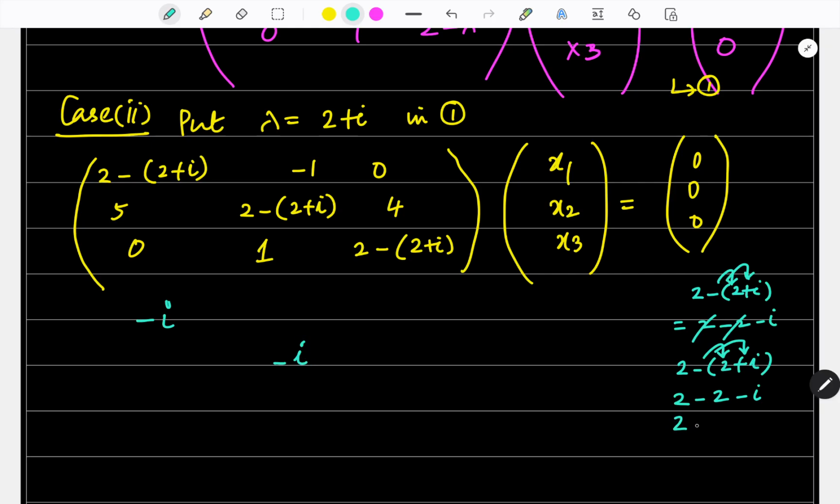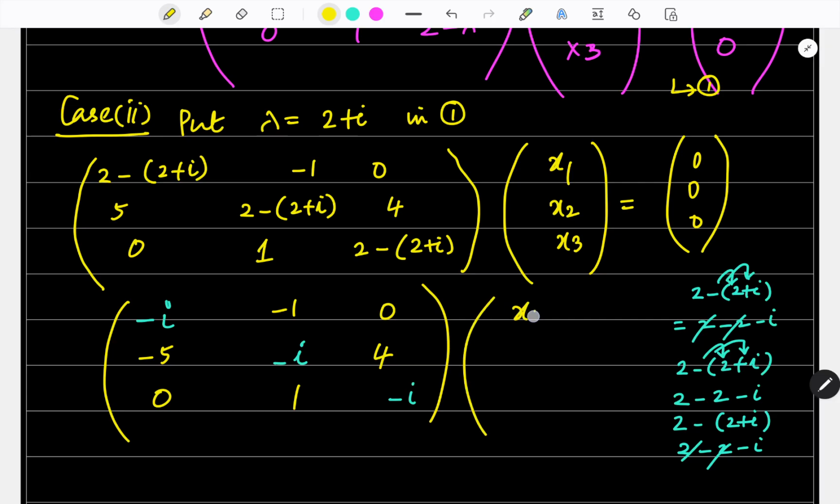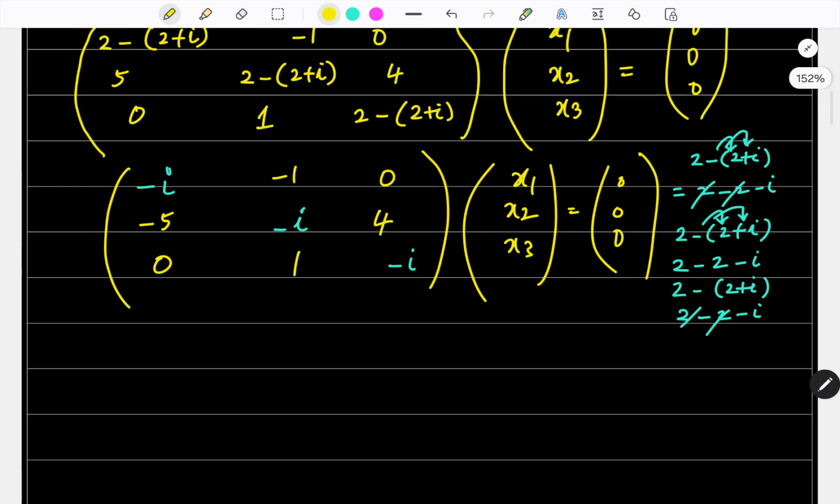Let's start the next one. 2, all are the same, but still I'm working it out. 2 minus 2 minus i. So the 2 gets cancelled, and you are going to get minus i. So what are the remaining values you have? Minus 1, which is 0, and 5, and this is 4 and 0, and this is 1, which is operating on x1, x2, x3 is equal to 0, 0, 0. Most of you say the videos are so lengthy, that's why I'm talking a little bit faster. Okay, please bear with me, right?